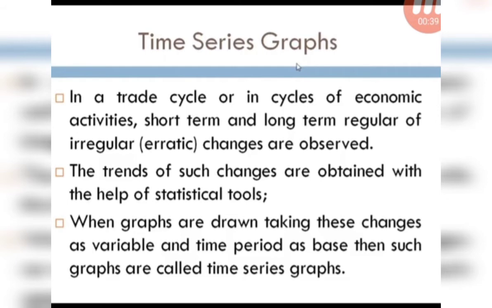Now what you can see in a time series graph, in the first point: in a trade cycle or in the cycle of economic activities, we can say short-term, long-term, and irregular changes are observed. That can be described with the help of the time series graph, so you can draw the graph and show it. Then the second point: the trends of such changes are obtained with the help of statistical tools.